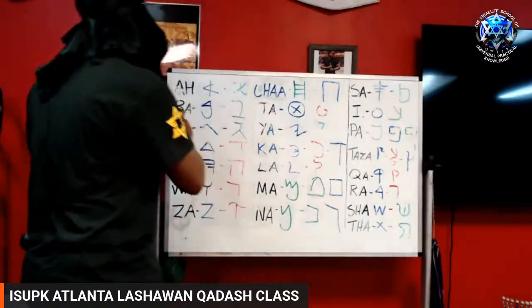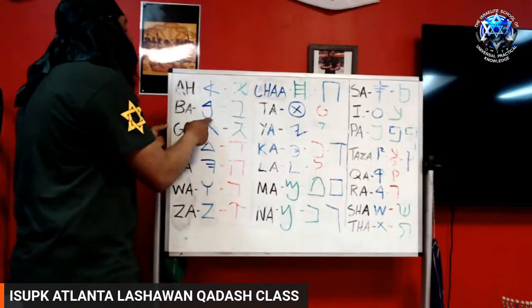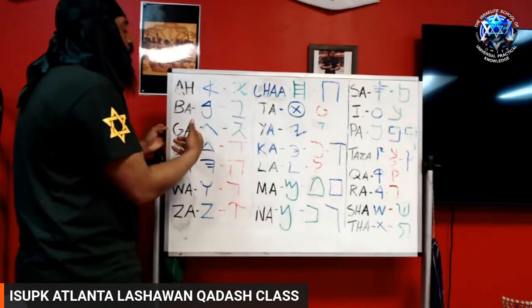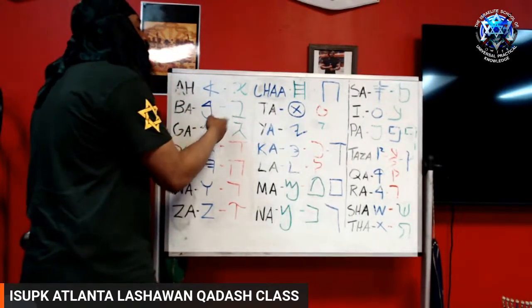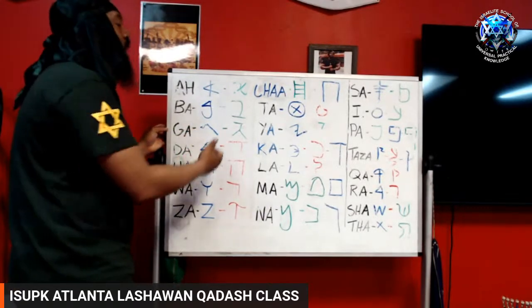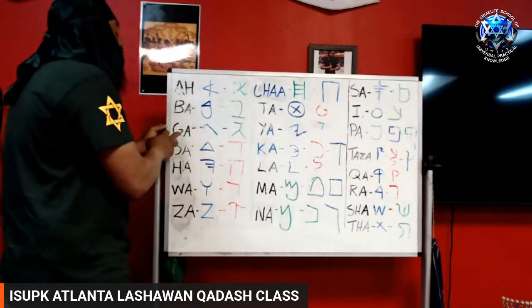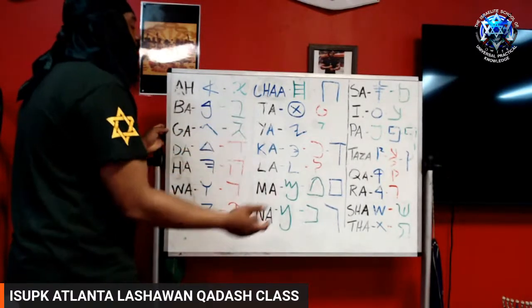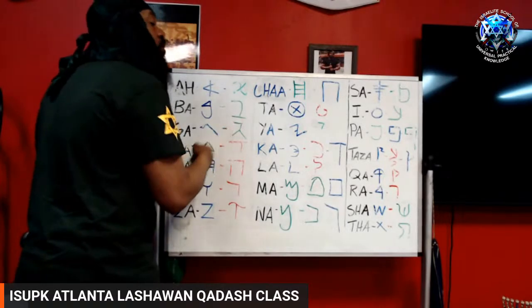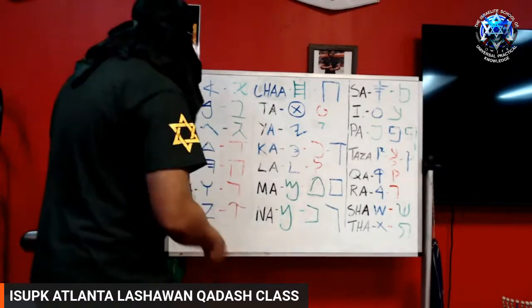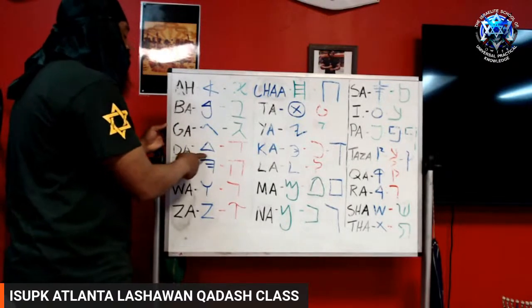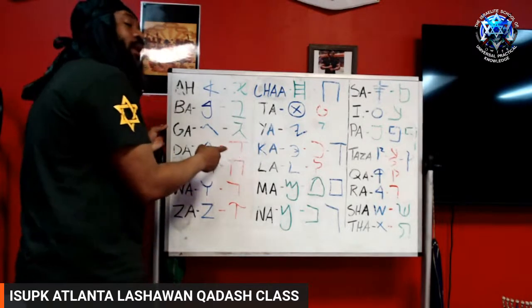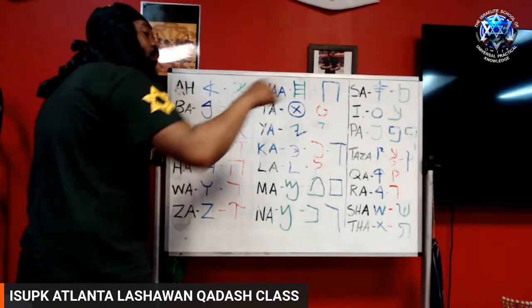Next, we have Ba. Ancient Hebrew, Ba is going to look like a safety pin. Assyrian Hebrew is going to look like a capital J that's upside down in English. Ga, ancient Hebrew, looks like a cane that's laying down. Assyrian Hebrew is going to look like a clothes hanger. Da, ancient Hebrew, triangle. Assyrian Hebrew is going to look like the letter T in English, but with more reach.